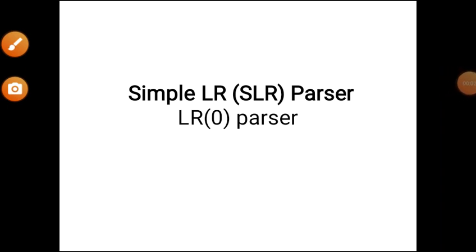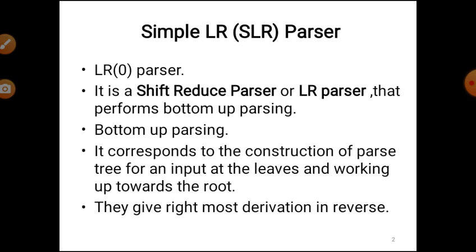Hello everyone. In this video, I'm going to explain simple LR parser, that is SLR parser. It is also called as LR of 0 parser. What is this SLR parser? It is a shift reduce parser or LR parser. What is LR? L stands for reading the input from left to right, and R stands for performing rightmost derivation in reverse order. So this SLR parser is a parser that performs bottom-up parsing.